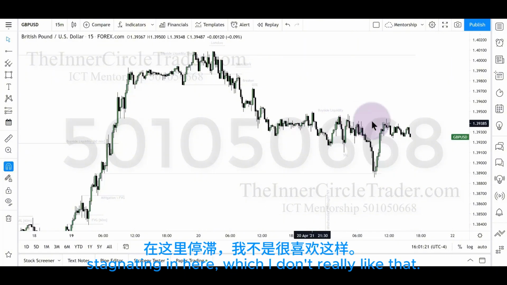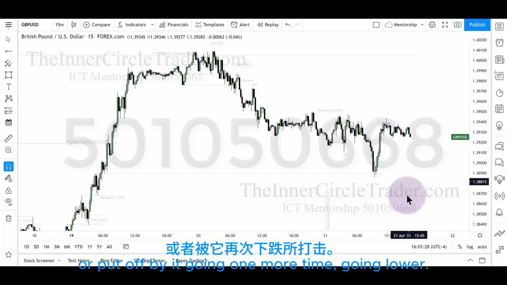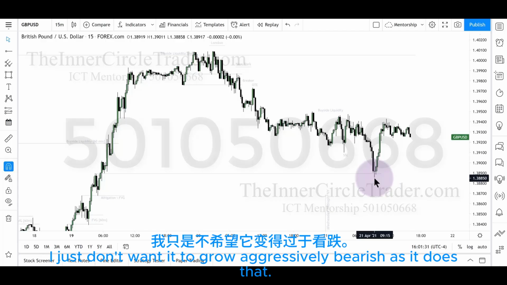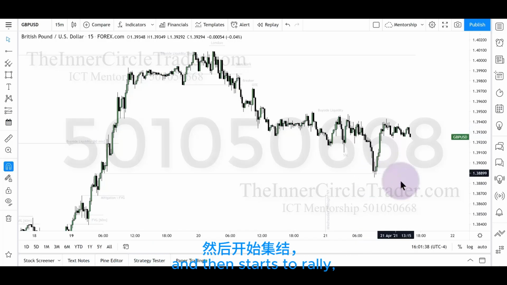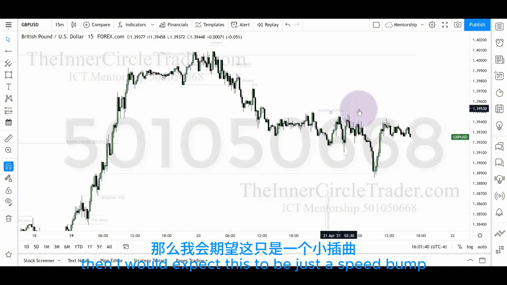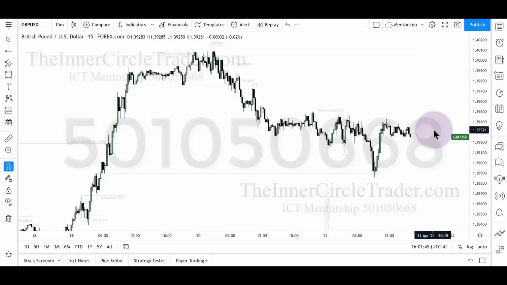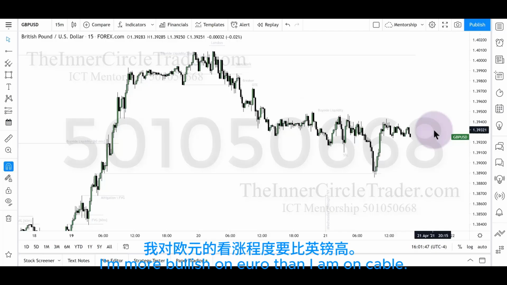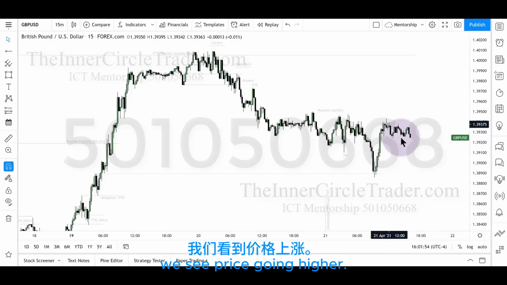It's stagnating in here, which I don't really like. And again, it's another reason why I said that I would not be against or put off by it going one more time, going lower. I just don't want it to grow aggressively bearish as it does that. Like if it goes down, touches the low, or just goes by a pip or so below it, and then starts to rally, then I would expect this to be just a speed bump and then attack here. But I'm more bullish on euro than I am on cable. But just know that I outlined on the daily chart what I would look for it to reach up to should in fact we see price going higher.